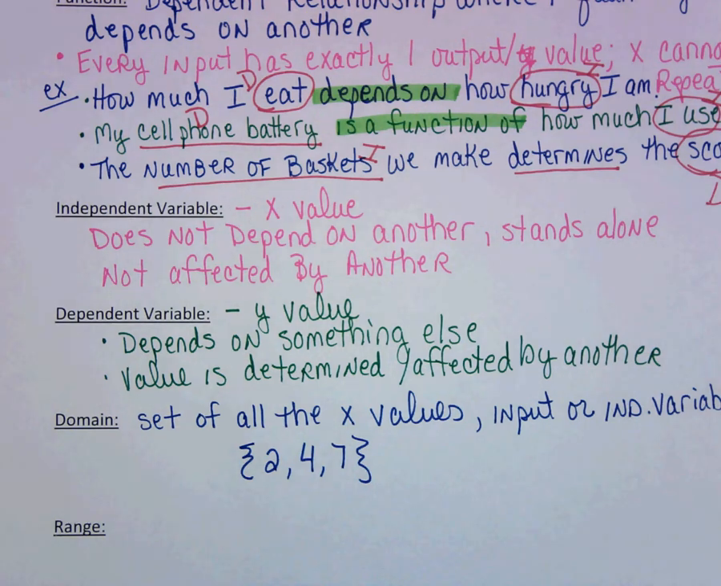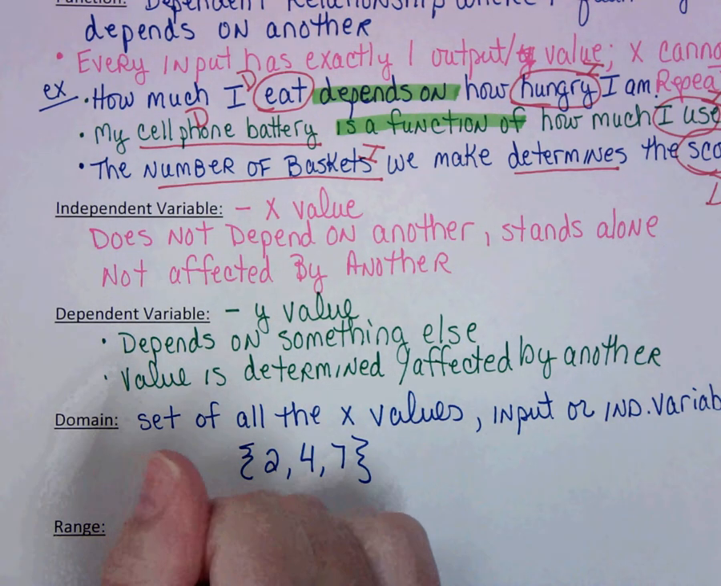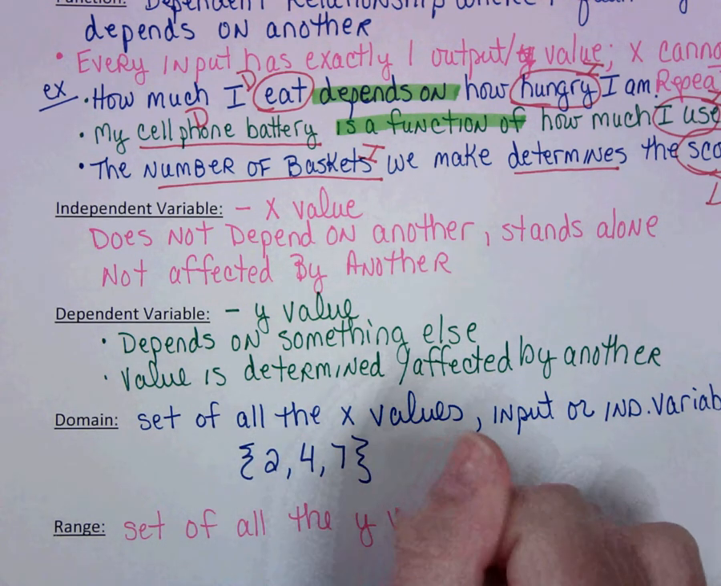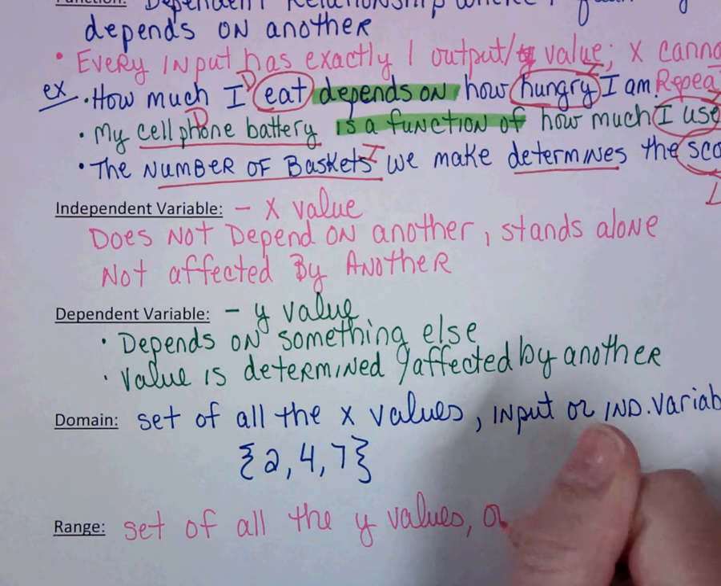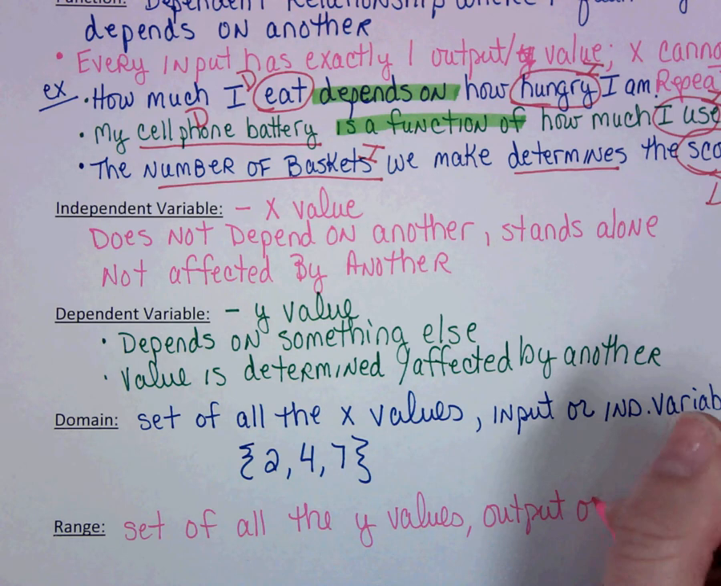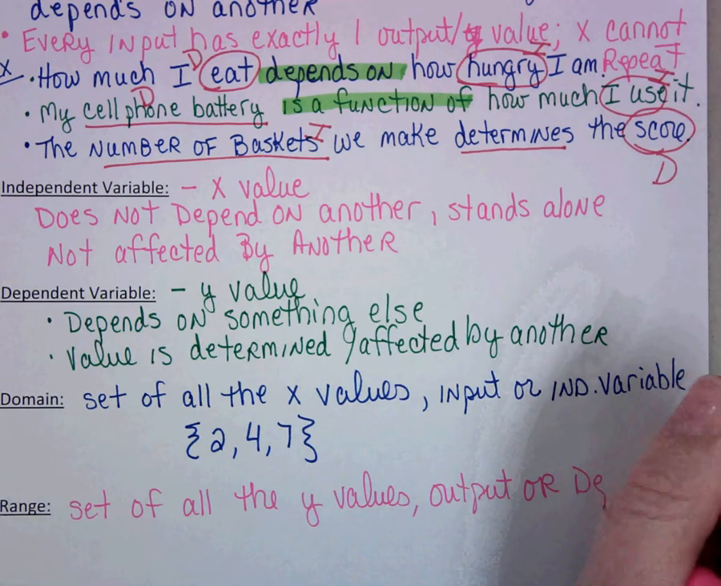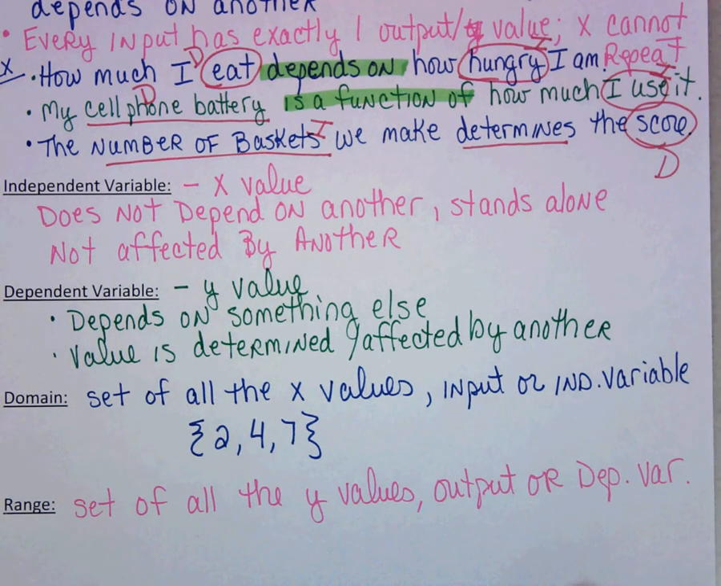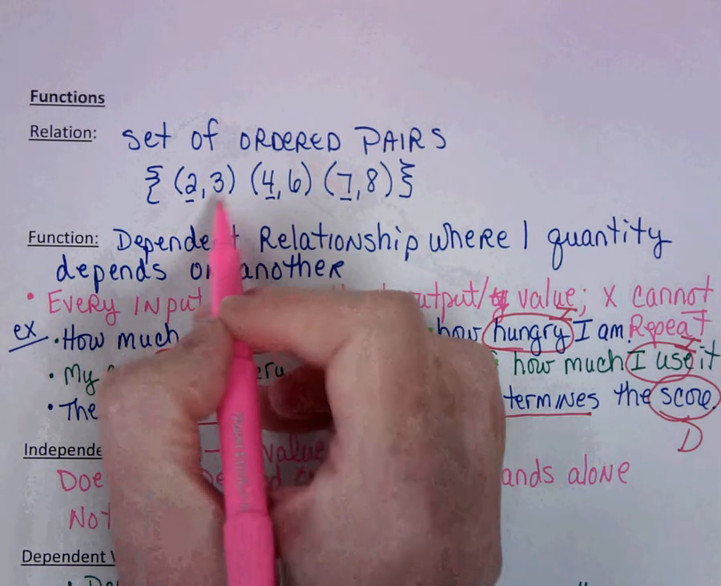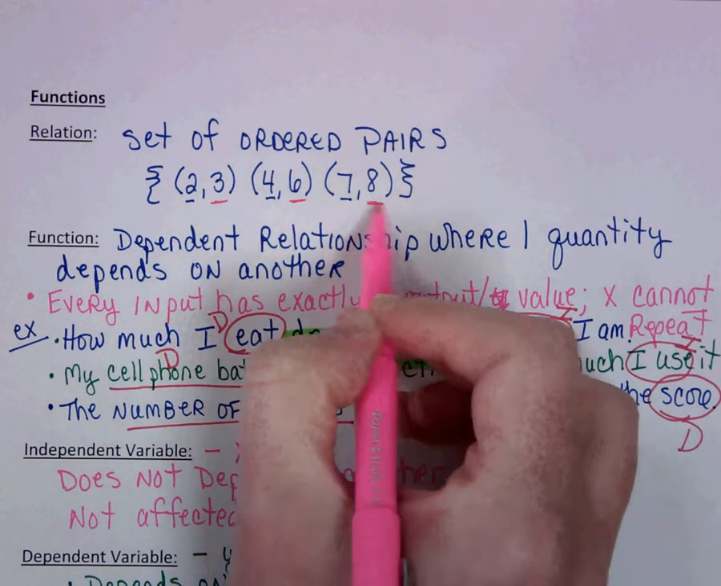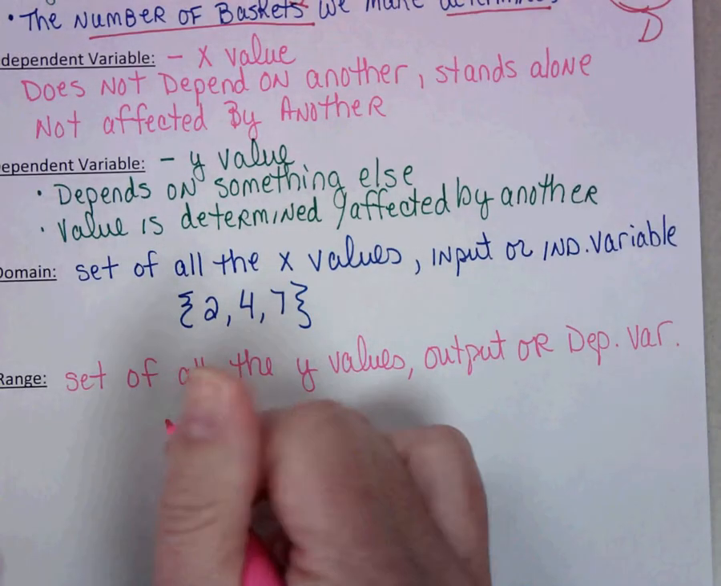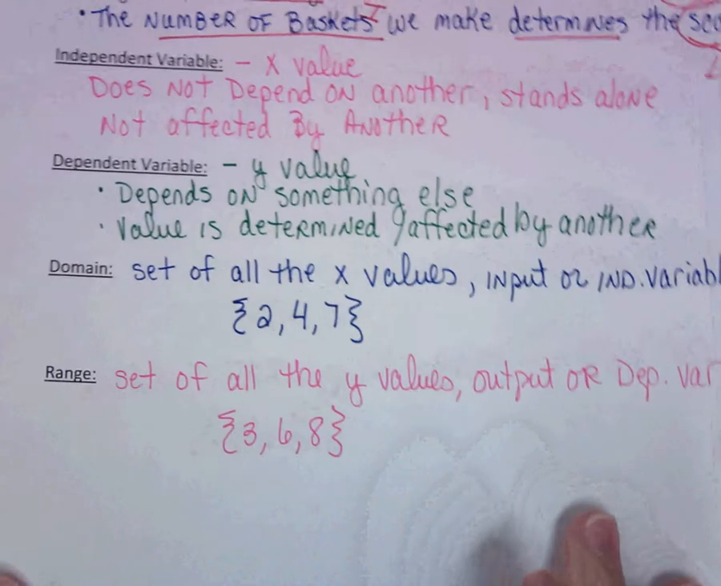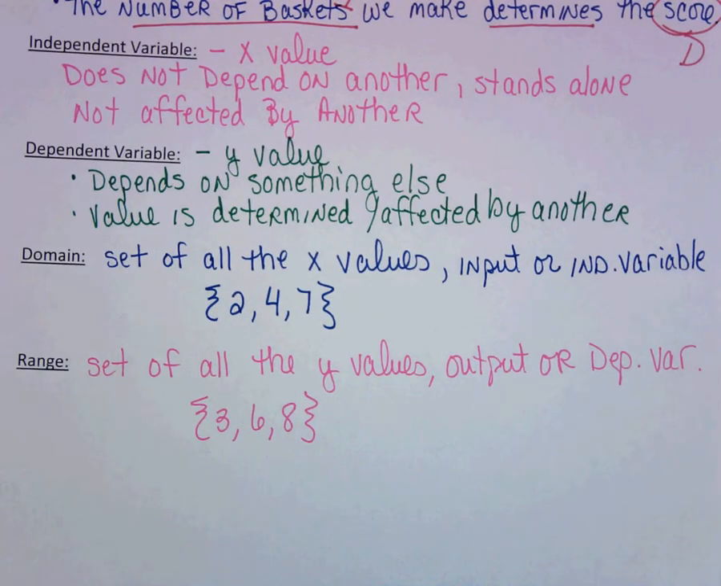If the domain is the set of all the x values, the range is the set of all the y values. Again, it's the output or dependent variable. Output or the dependent. If I go back to the top, my y values from my relation are 3, 6, and 8. So I would just list it as 3, 6, and 8. We'll be working more with domain and range throughout this unit.